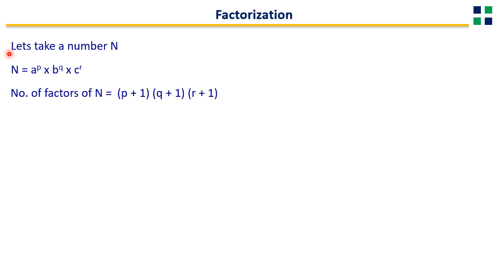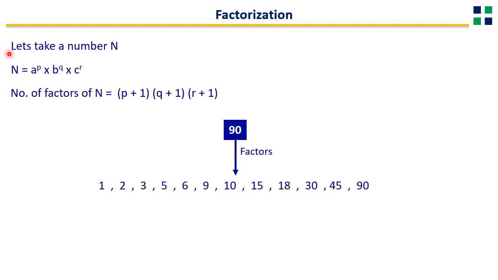Let us understand this with a simple example. Suppose I take a number, say 90, and if I ask you what are the different factors of the number 90, you can count and tell me, and you can list it also. We have to consider all those numbers starting from 1 up to 90 which can divide 90. And those factors are 1, 2, 3, 5, 6, 9, 10, 15, 18, 30, 45 and 90. Okay, so these are all factors of 90.